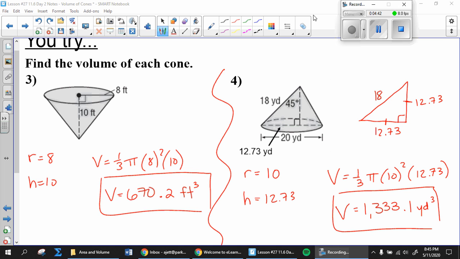All right, here are the two answers you should have got. On number 4, notice we have this triangle here. It tells us this is 12.73. We know since this is a 45-degree angle that these two pieces have to be the same. So if this is 12.73, this had to be as well. That's how I knew the height was 12.73.